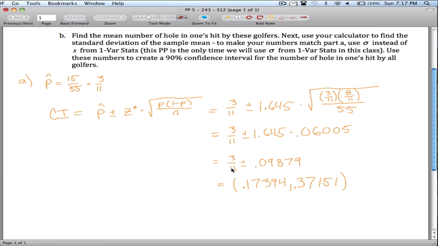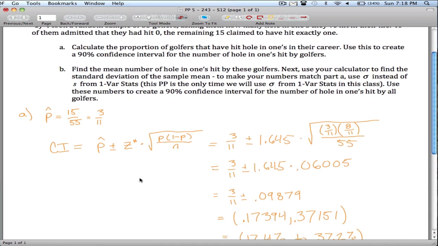And if you do 3/11ths plus or minus that number, you get approximately 17.4% to 37.2%. So something like that is a good estimate for our confidence interval.